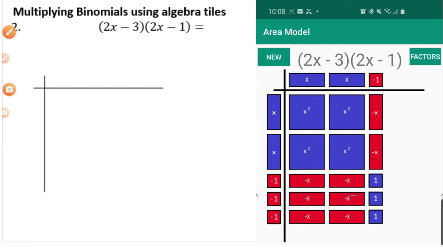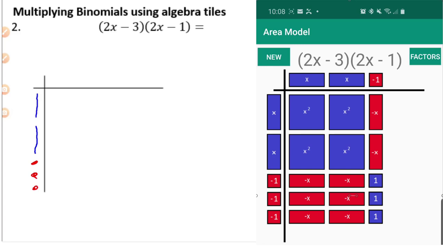Follow along at number 2. So now 2 is very similar, but now we have negative tiles. So now we're going to have to change our color when we do this problem. So I have 2 x's, and those are positive. So I'm going to go 2x, there's 1x, there's another x. And then I have negative 3. So for negative 3, I'm going to use 1, 2, 3.